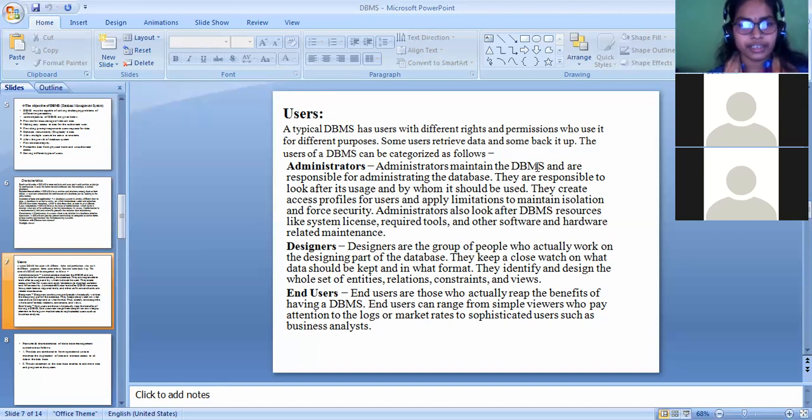Third one is end users. The end users are those who actually reap the benefits of having DBMS, database management system. End users can range from simple viewers who pay attention to the logs or market rates to users such as a business analyst.